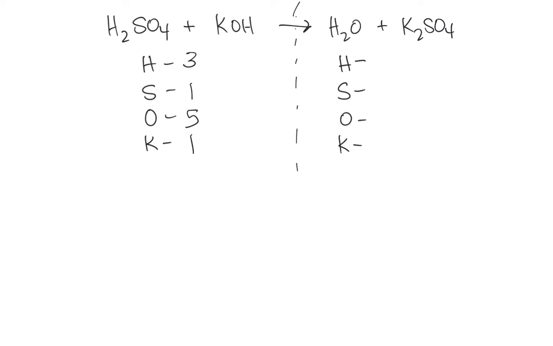Let's count them on the product side. All right, we have 2 hydrogens. We have 1, 2, 3, 4, 5 oxygens. We have 1 sulfur, and we have 2 potassium.